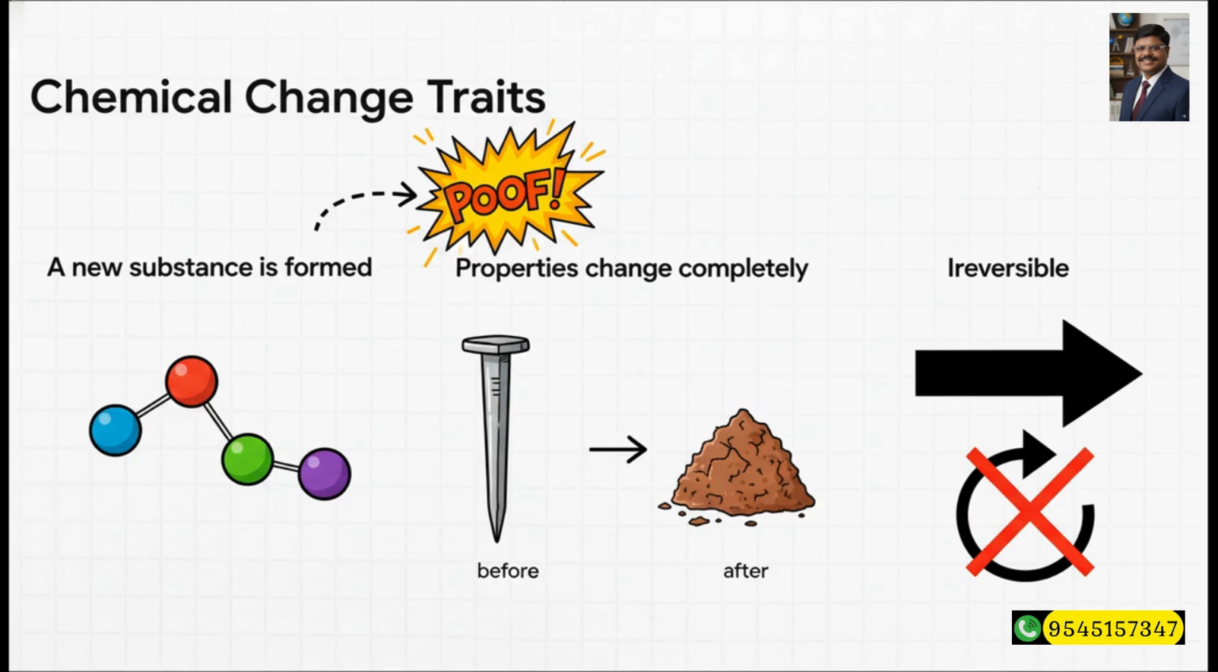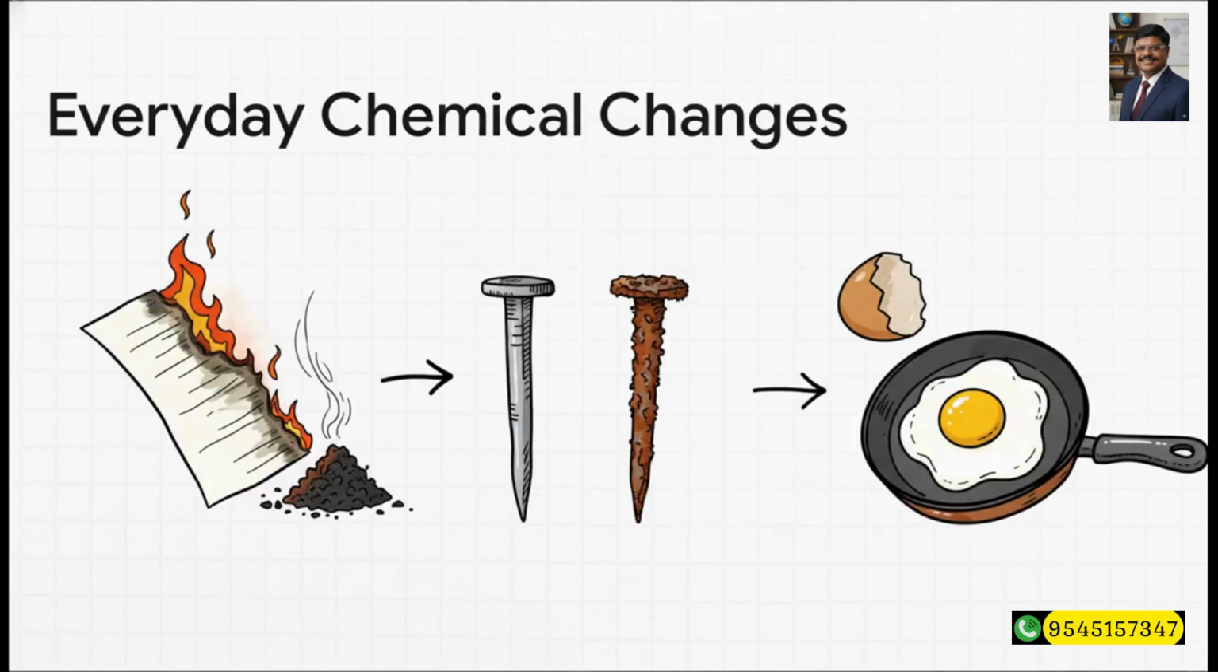The thing you started with? It's gone. Forever. We've all seen a piece of paper burn, right? You're left with some gray ash and smoke. Can you take that ash and turn it back into the paper? No way. That's a chemical change. Same thing when an iron nail gets left out and rusts. That reddish-brown flaky stuff, that's a totally new substance called iron oxide. It's nothing like the strong, shiny iron you started with.